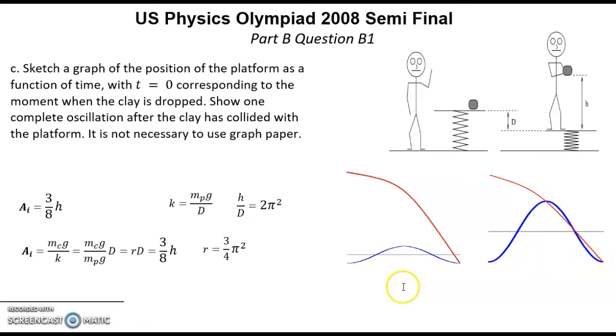So we see that for a small amplitude, for a very small ratio between the mass of clay and the mass of platform, they will never meet before the lowest position. For a big ratio they will meet 3 times, so it means that somewhere this parabola will just touch this sine function, and that's a critical ratio between the mass of clay and the mass of platform. So it exists.